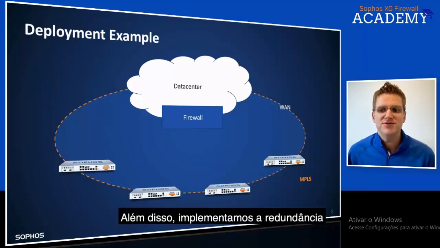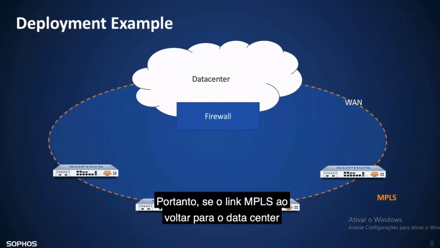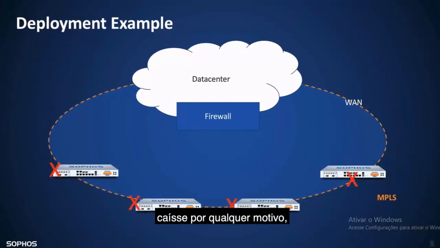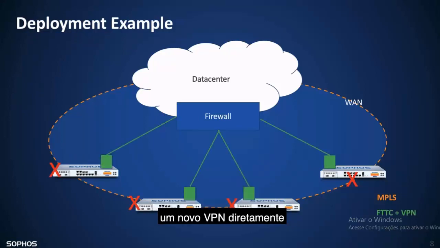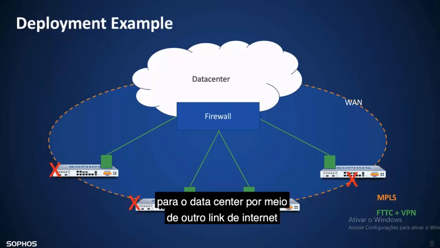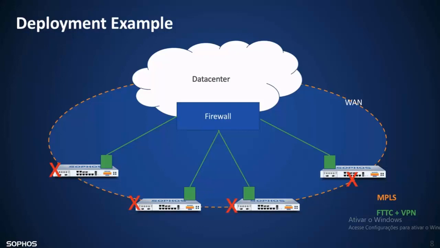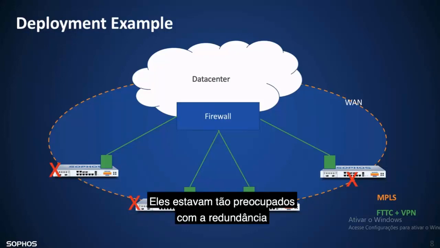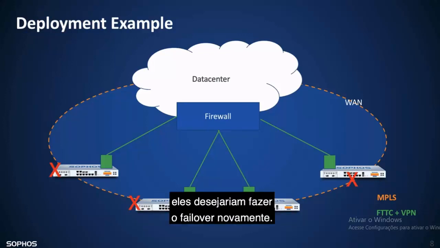But what we also did on these XG devices was put redundancy in place. So if that MPLS link going back to their data center went down for whatever reason, the XG firewall could instantly establish a new VPN directly to the data center over another internet link that they had within all of their different showrooms. Now, further to this, they were so worried about redundancy that if that internet connection went down for whatever reason, they wanted to fail over again.